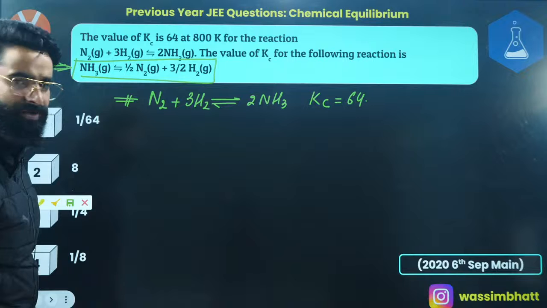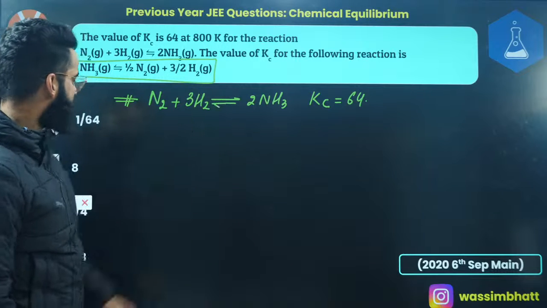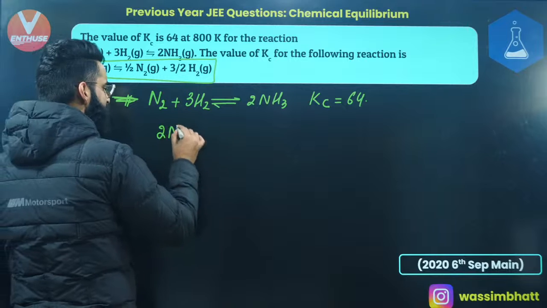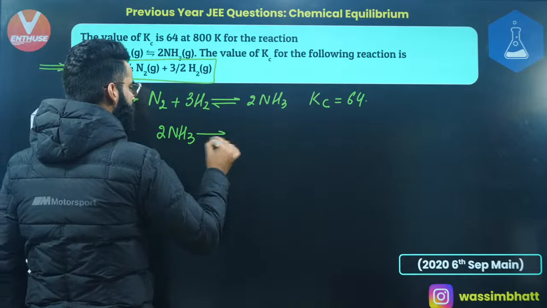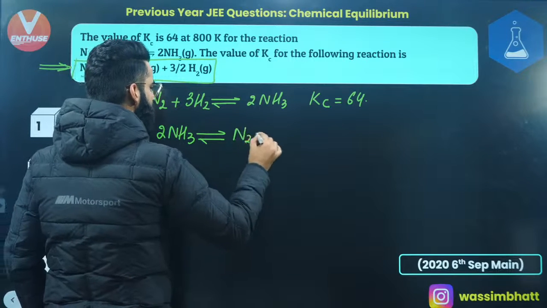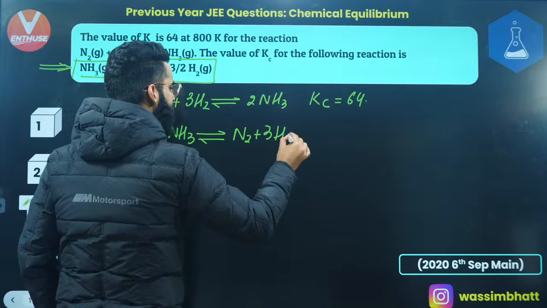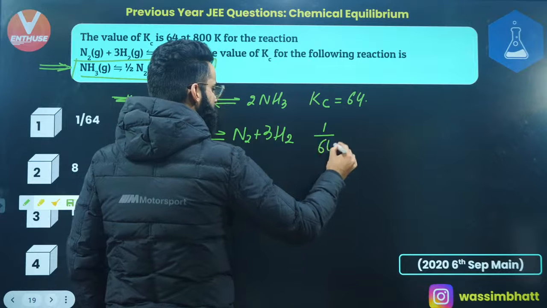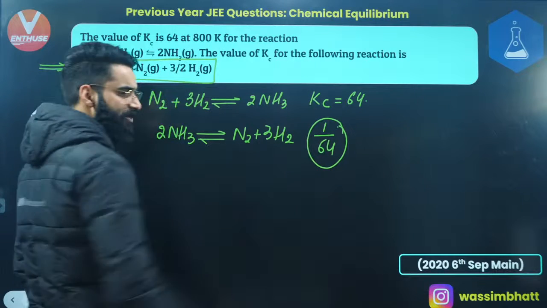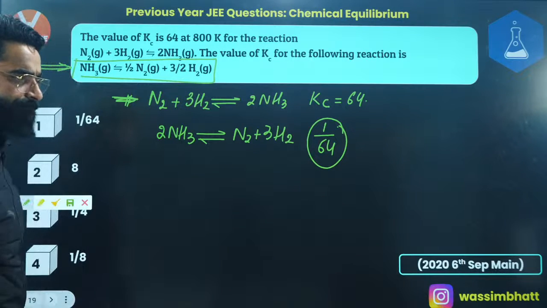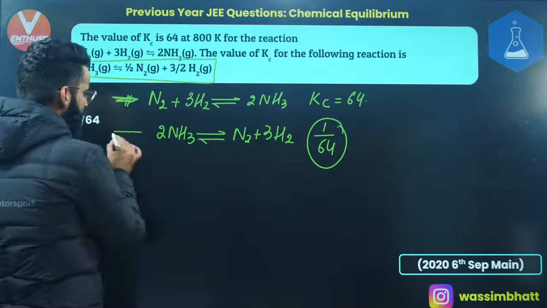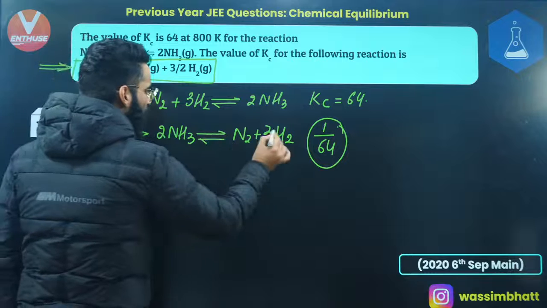Okay, so what I'll be doing? I'll be first of all reversing the reaction. If I reverse this particular reaction, it becomes 2 times NH3 in equilibrium with N2 plus 3 times H2. And on reversing the reaction, what happens to the equilibrium constant? Equilibrium constant is inversed. So the new equilibrium constant for this reaction becomes 1 by 64, right?